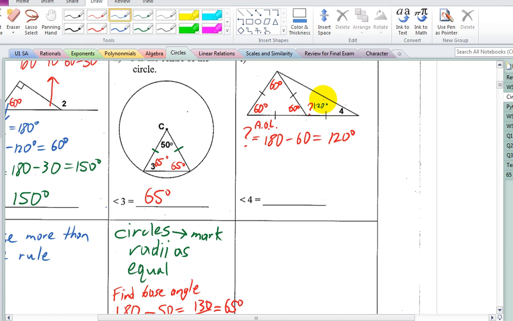Okay. To figure out angle 4, that's now an isosceles triangle. So 180 minus 120, which is 60 degrees. Now I divide it into two equal angles. So angle 4 is 30 degrees. So the bottom here is 30 and 30. Okay. Any questions?